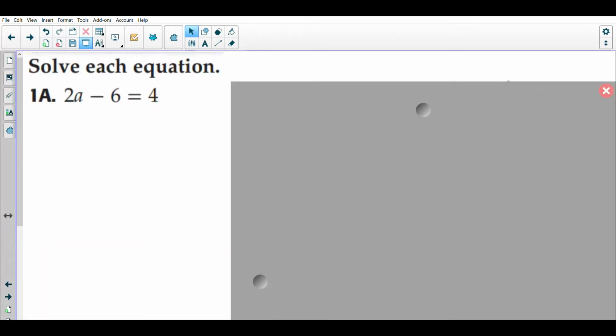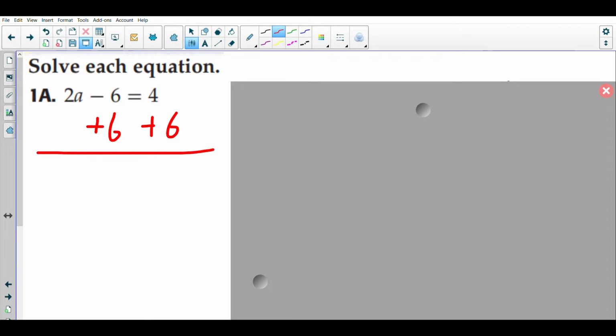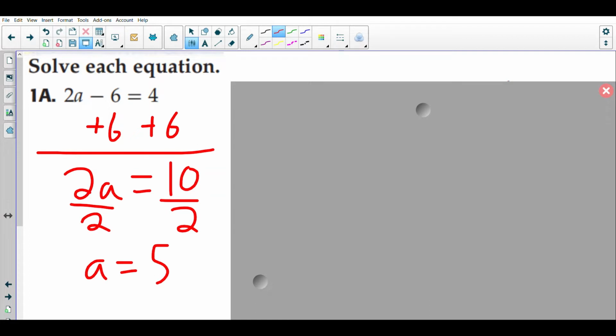Solving each equation, remember, think PEMDAS backwards. Get rid of addition and subtraction first. The first thing I'm going to get rid of is that minus 6, and to undo minus 6, I'm going to add 6 to both sides. So I'm left with 2a. Negative 6 plus 6 cancels out. On the other side, I'm left with 4 plus 6, which is 10. Get rid of the multiplication by dividing, and I'm left with a equals 5. We can do a simple mental check: plug that back in. 2 times 5 is 10, minus 6 is 4.